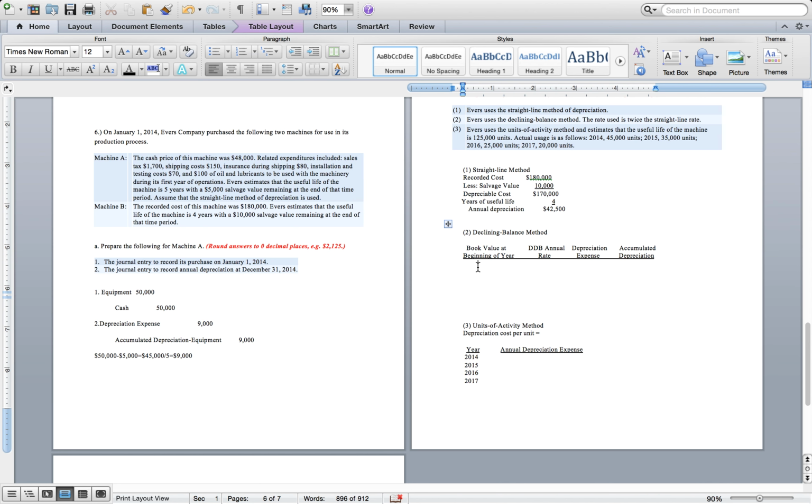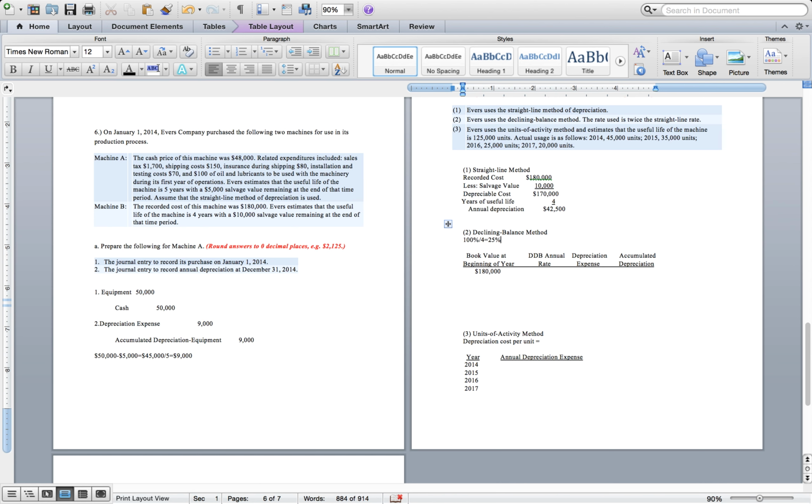Next one says here, declining balance method. Okay, so we start with the book value at the beginning of the year. You don't need to take out a salvage value, so you're going to start with $180,000. Now, next part, we're going to have to calculate what is its annual rate. Well, let's take a look how we can get this. Get the annual rate. Start off with 100%. You would divide by its useful life, which is 4 years. Okay, so that would be 25%.